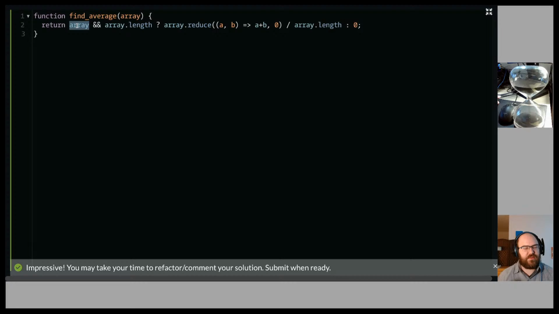So this checks whether array is truthy, and if it is truthy, in other words, if it's not null or not undefined, then it checks the length, and if the length is truthy, in other words, if the length is 1 or greater, then this whole thing evaluates to true, and in the ternary statement, we execute this code. But if either of these conditions are not truthy, then it just returns 0 and calls it a day.